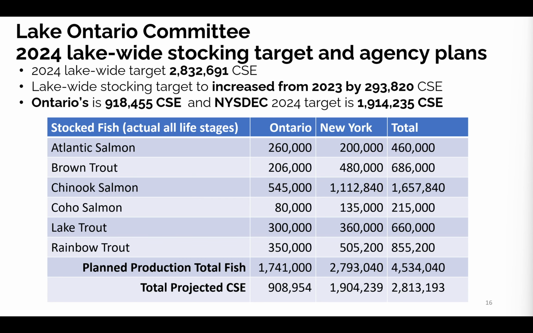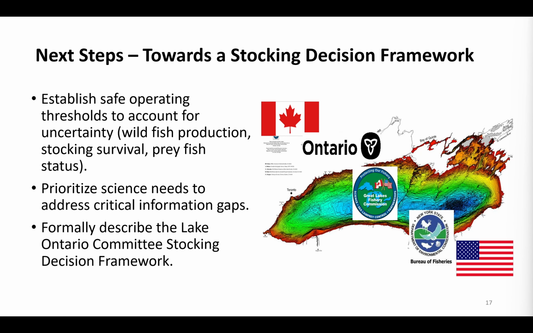So we've established what we feel is sort of a way to deal with safe operating thresholds. We do need to prioritize some science needs to fill in some gaps like the index and wild production. And then Chris and I, with the help of the technical committee, need to memorialize the stocking strategy in probably a 4-page document, which will be a Lake Ontario Committee product, which would sit out there as an overarching strategy, similar to what Michigan did. So hopefully we'll have that for you next year, and we think we have it almost all done. We just wanted to kind of give you a progress report right now. Any questions?